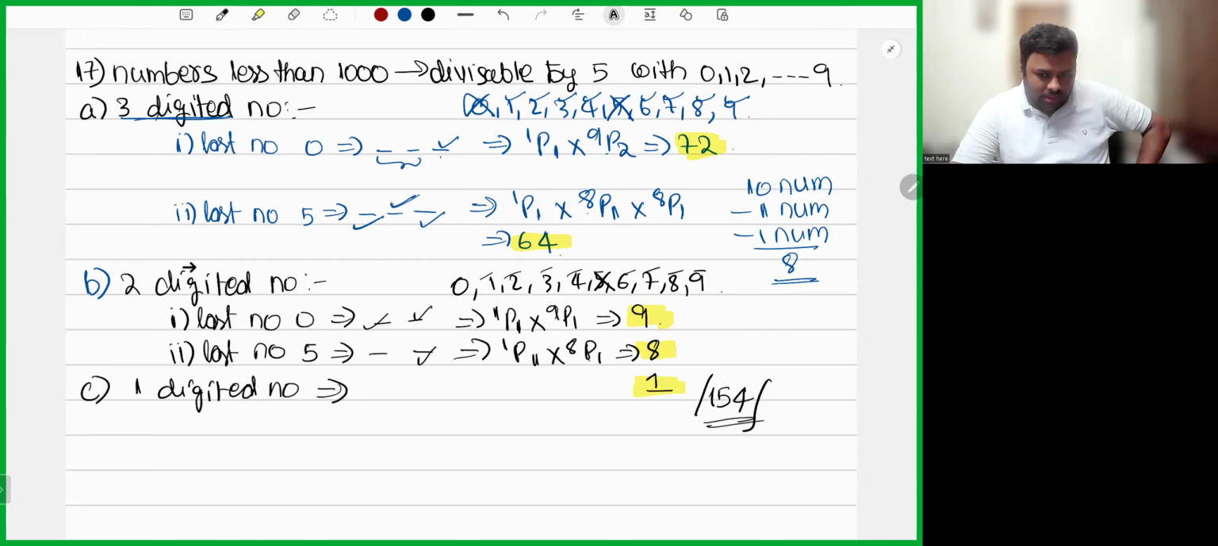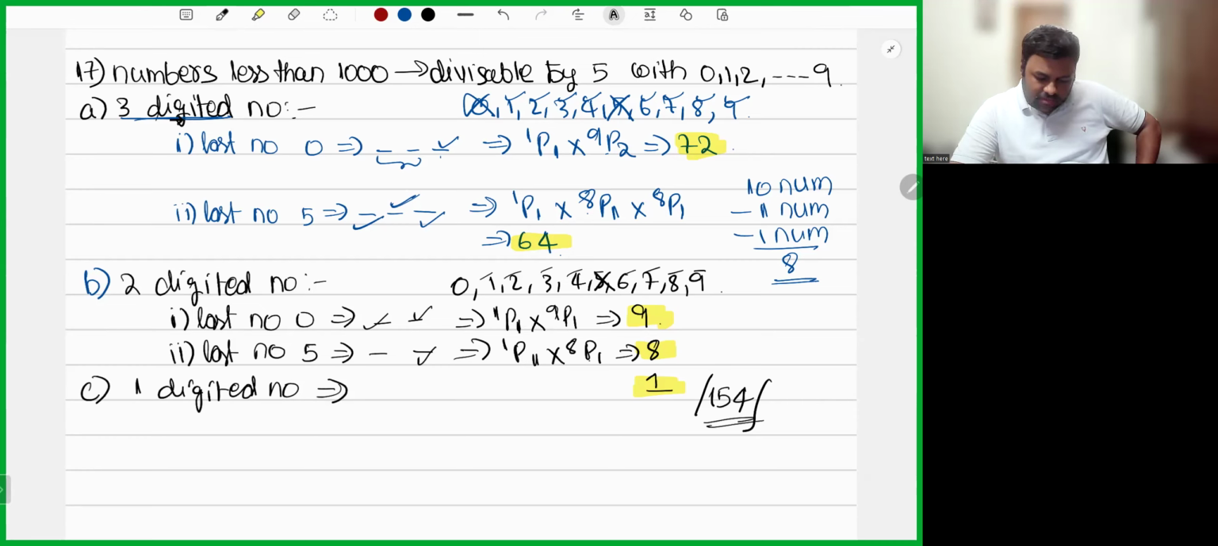Now I want 2-digit numbers. First, I am taking last digit 0. Take this 0 and place here. So how many numbers are left? 9 numbers can be placed here in 9P1. So 1P1 into 9P1, which is 9. Last digit 5: take this 5 and place here in 1P1 ways. 0 can't be placed first, so 1, 2, 3, 4, 5, 6, 7, 8 can be placed here in 8P1. So the answer is 8. So 9 and 8. So the 2-digit number is clear. I hope the 1-digit number is clear, and I hope the 2-digit number is also clear.